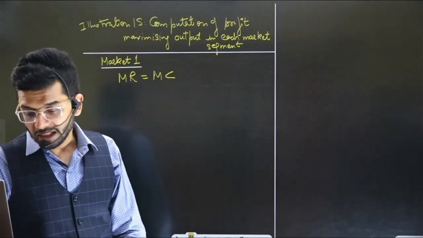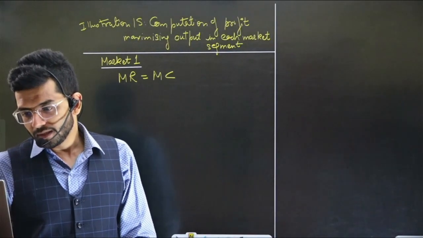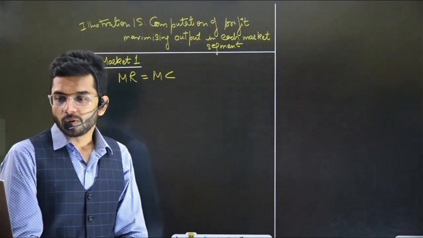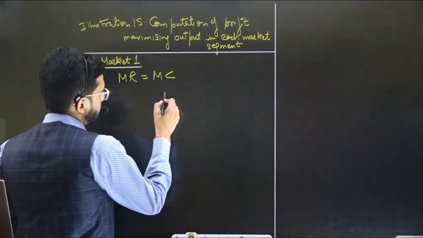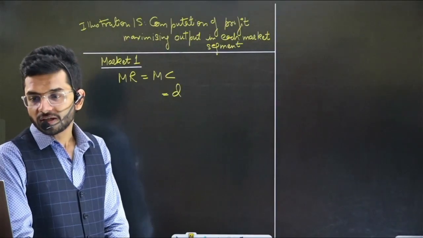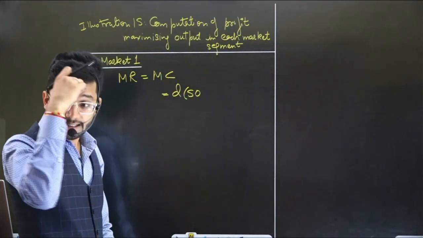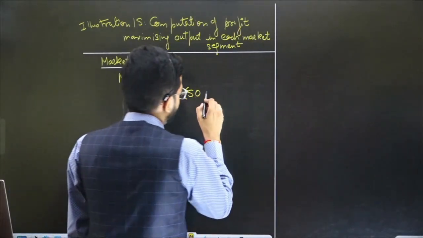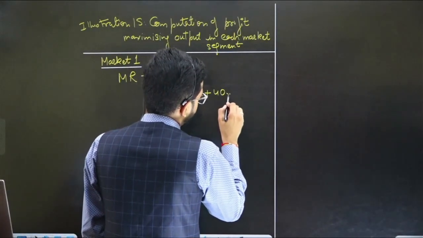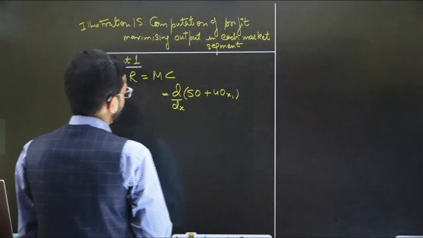So the question is very clear that this is the case of a monopolist. So yes, we can take the shortcut since he's a monopolist. How will the marginal cost be computed? Marginal cost will be computed by differentiating the cost function. The cost function is 50 plus 40x1. This is the cost function.